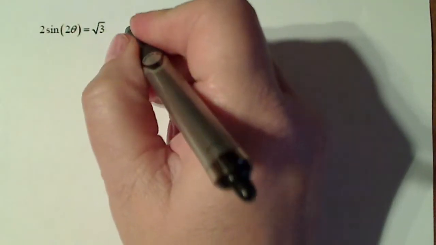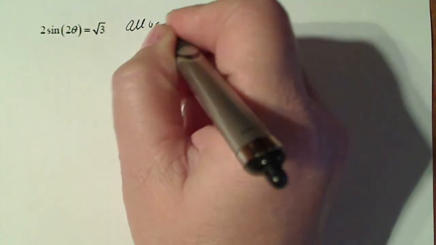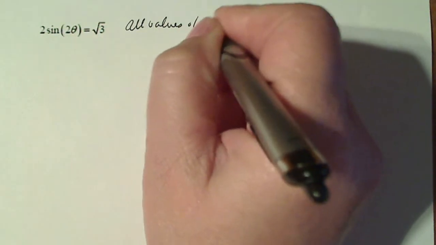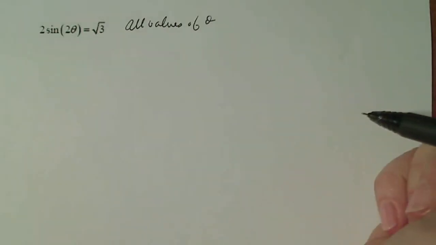Here's a nice trig equation: 2 sine 2 theta equals square root of 3. I'm going to solve for all values of theta. That way you can see how that works.